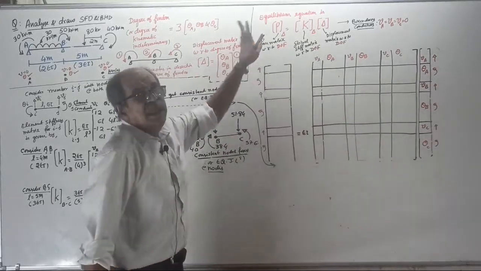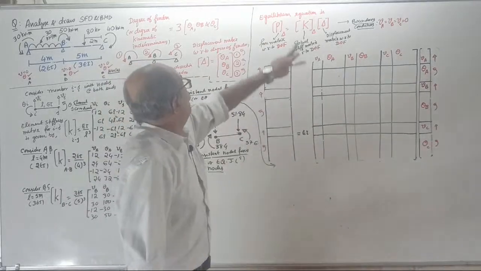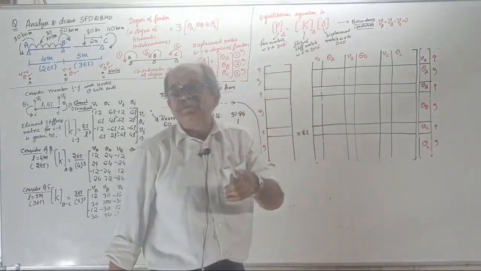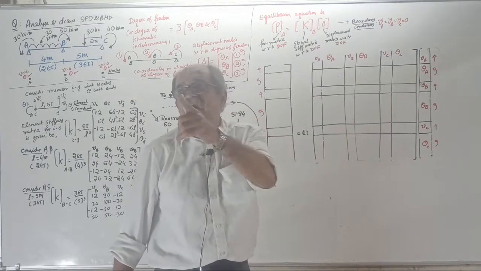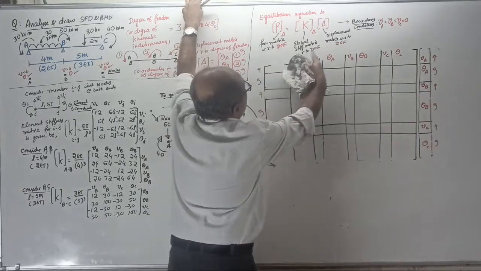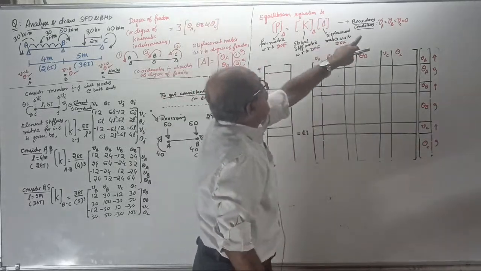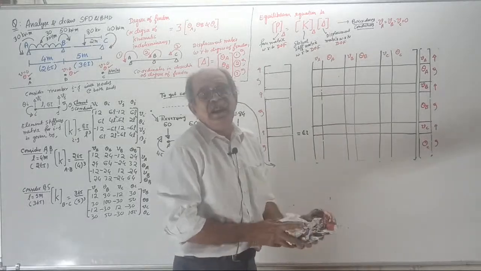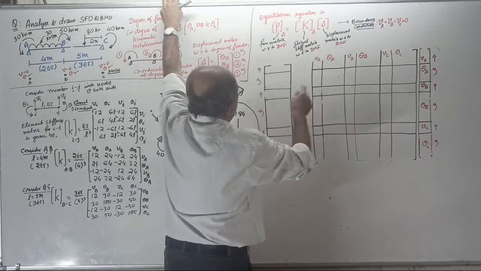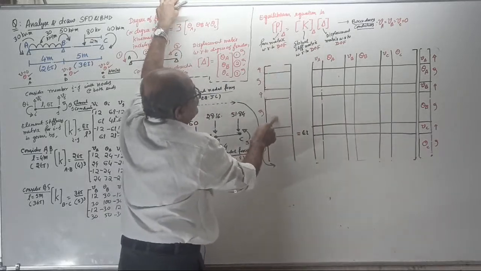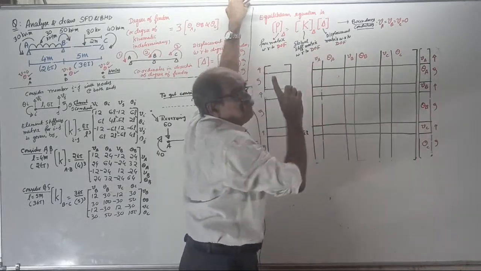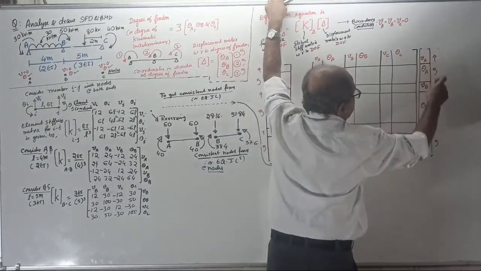Come to the equilibrium equation: P matrix equals capital K, that is the stiffness matrix with respect to degrees of freedom, into the delta matrix. I wrote everything here, and write the boundary conditions. Boundary conditions are 0, 1 meter. This is your P matrix, this is your K matrix, or global stiffness matrix, and this is your delta matrix.